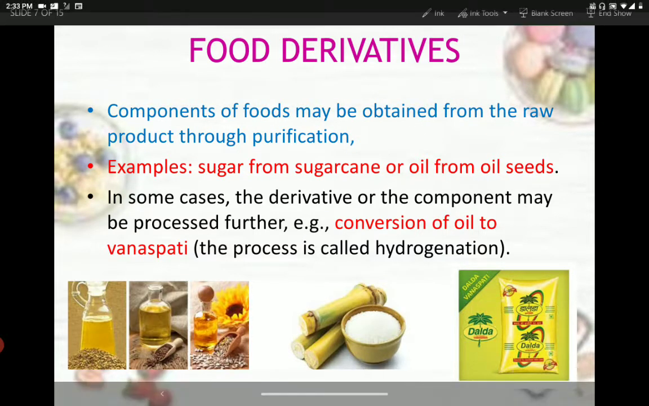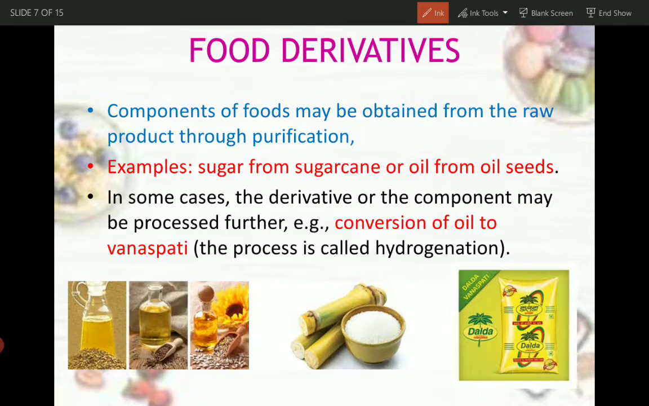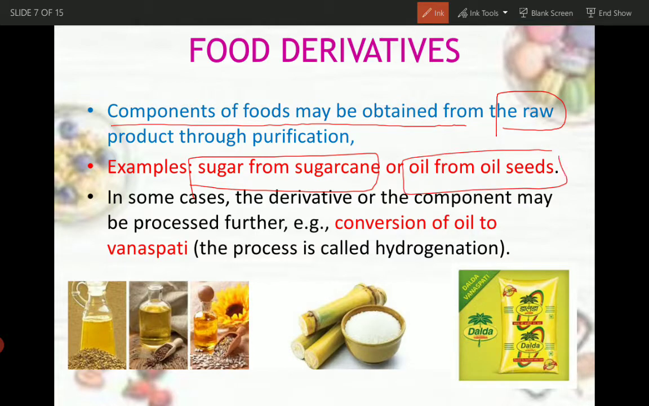The next are food derivatives. Food derivatives are the ones where the components of foods are obtained from the raw products through purification. That is, we have the raw material, and from that raw material, we derive another food product. For example, sugar is drawn from sugarcane, oil from oil seeds. So, when we make use of sugar, this is actually refined and processed sugarcane, and oil is extracted from the seeds which have oil, mustard seeds, coconut, and all those seeds.